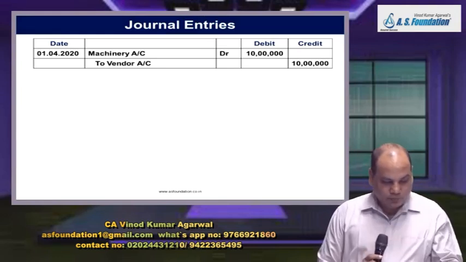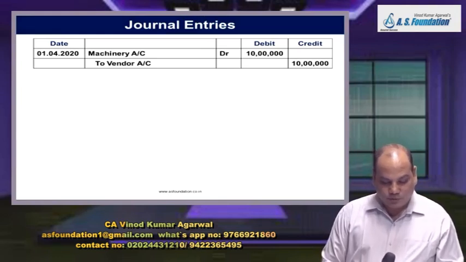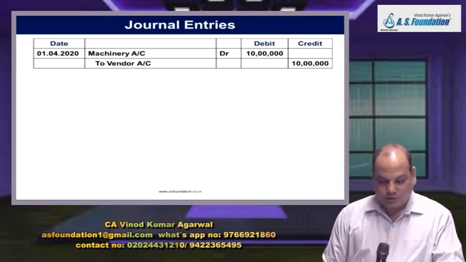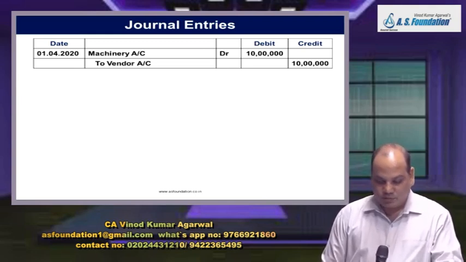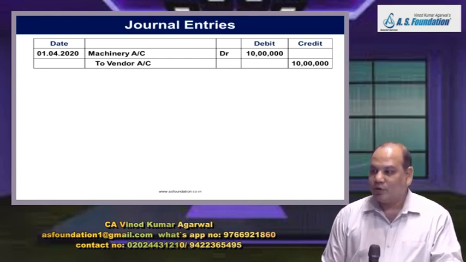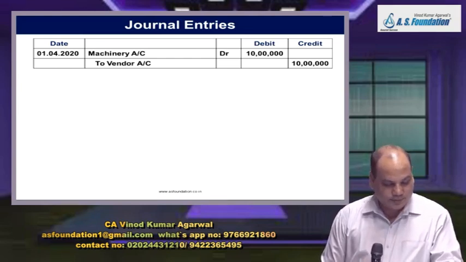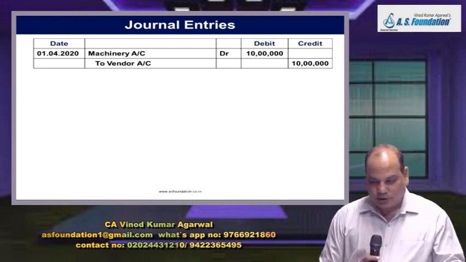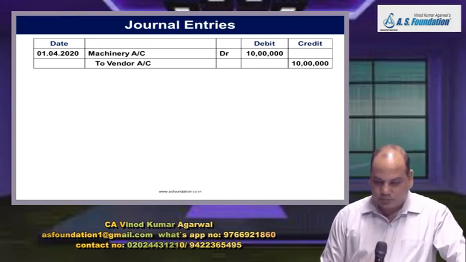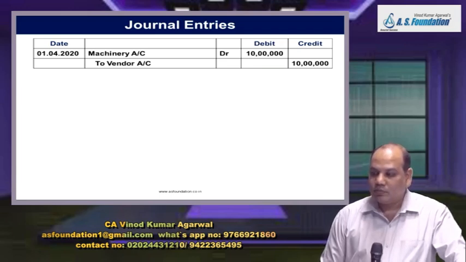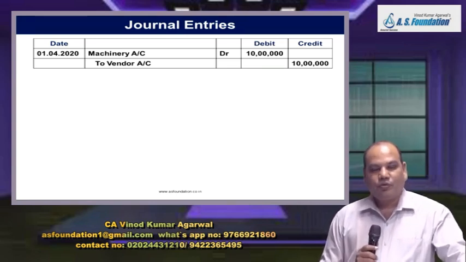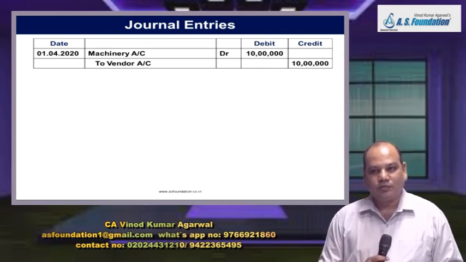So write down in your notebook, in the books of ASF Limited, journal entries, one full page we have to draw, in case if you are drawing the format. Otherwise, start. 1st April 2020. Machinery account debit rupees 10 lakh to vendor for machinery. Vendor for machinery 10 lakh.